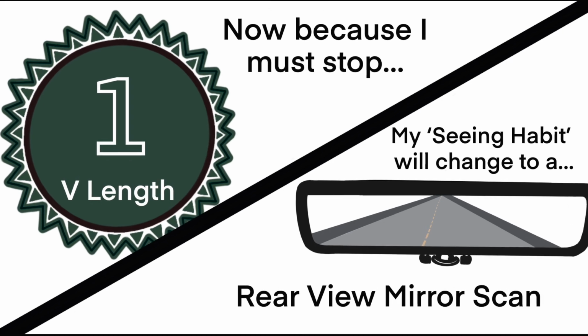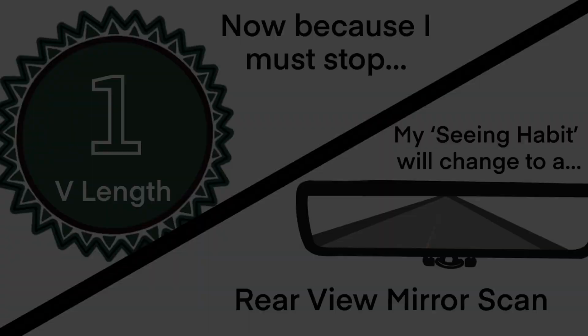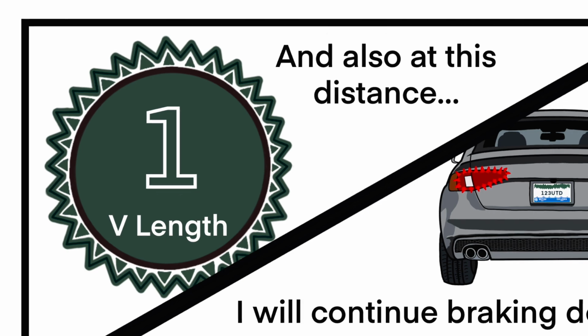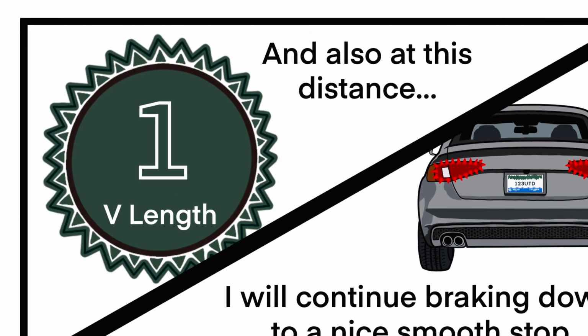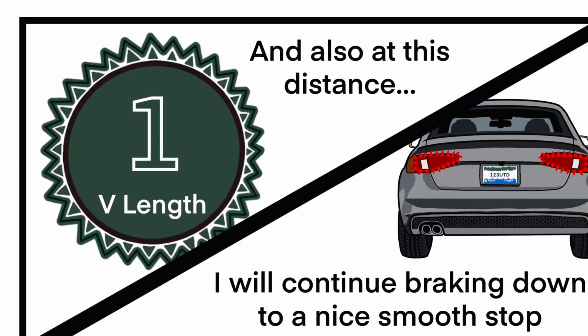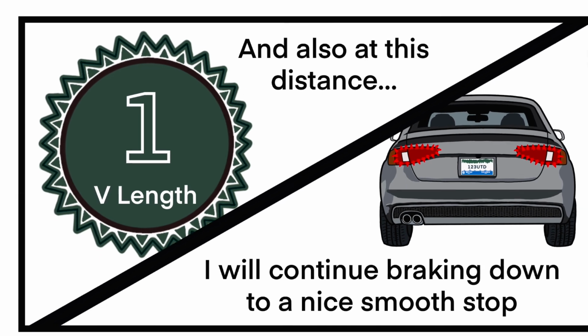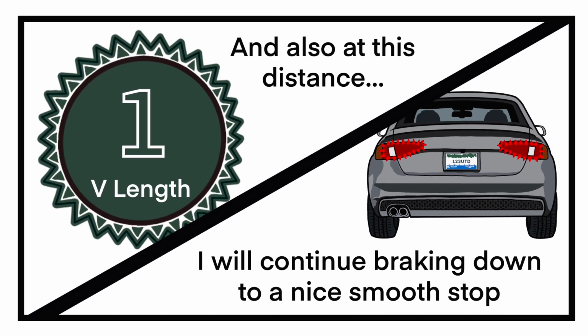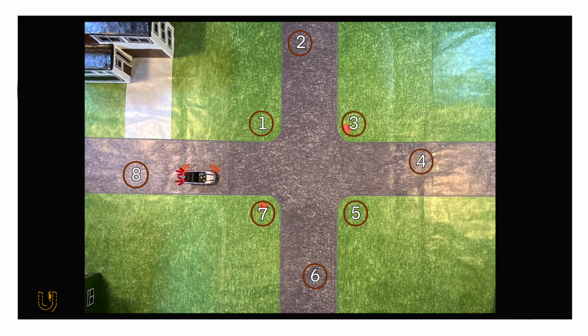And also at this distance, I'll need to deal with step 2, speed control, which is where I'll finish things up by braking to a nice, smooth, relaxed stop. And then once I'm stopped, I'll go through the 8 checkpoints of the quick scan on a loop, going round and round as I need to.